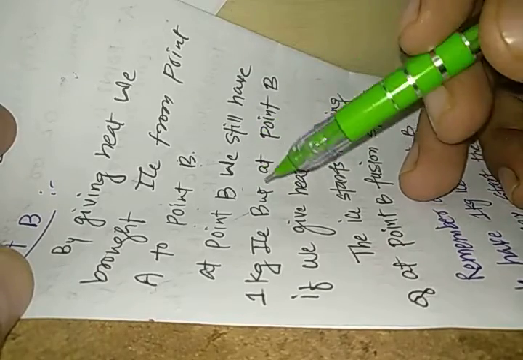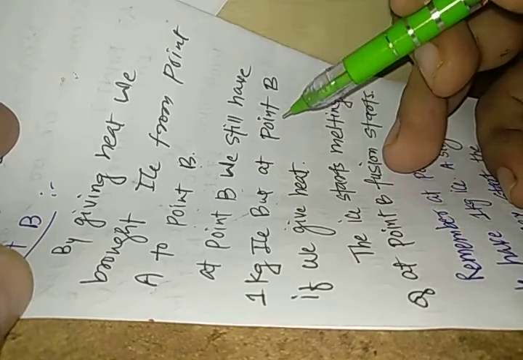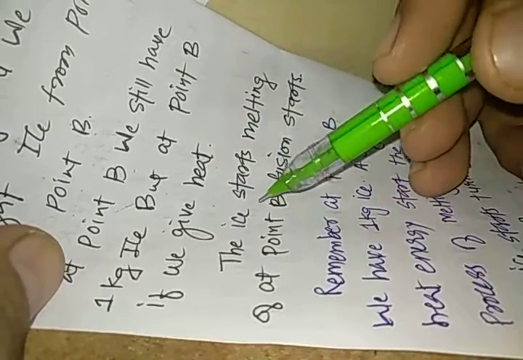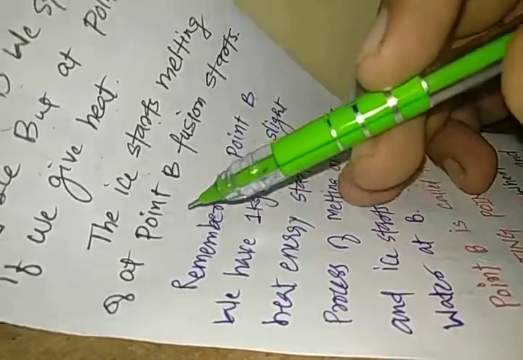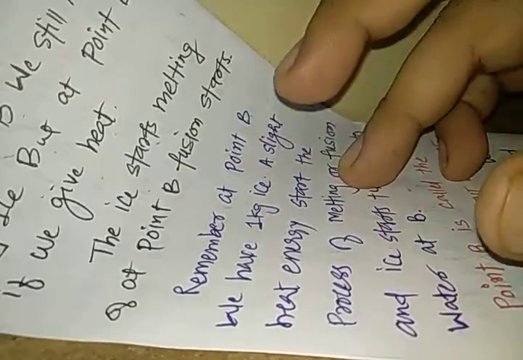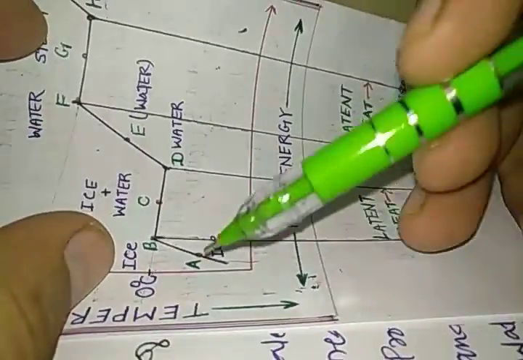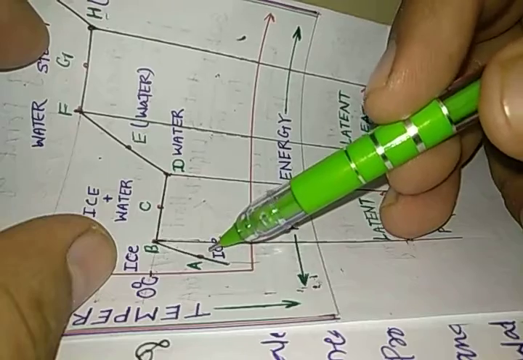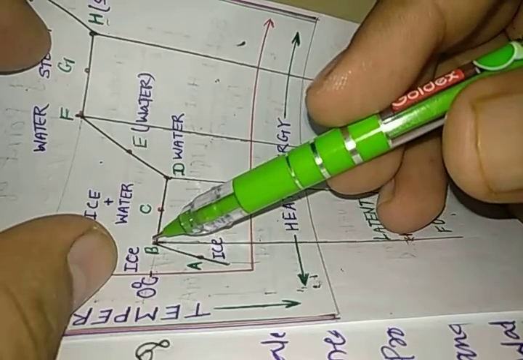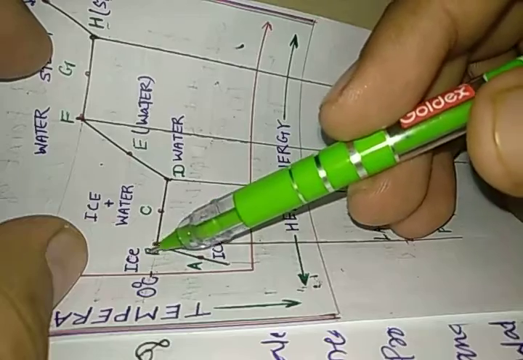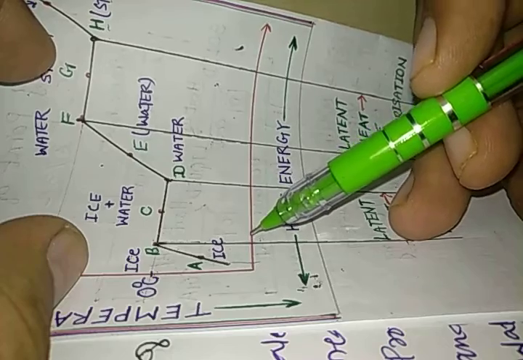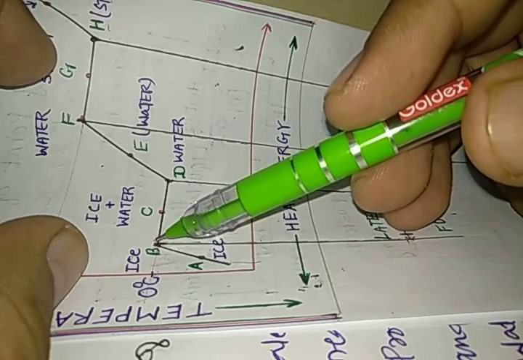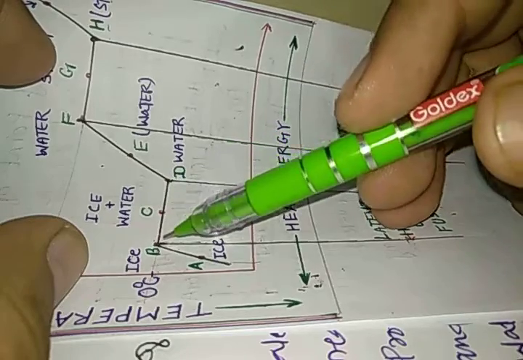At point B, we still have 1 kg ice, but at point B, if we give heat, the ice starts melting. At point B, fusion starts. You can see here that we brought the ice by providing heat. As we provide heat, the temperature of ice increases, we reach B. At B also we have 1 kg of ice. Then if we provide even a little bit of heat energy, the ice starts melting and converting into water. So this is what we have read.